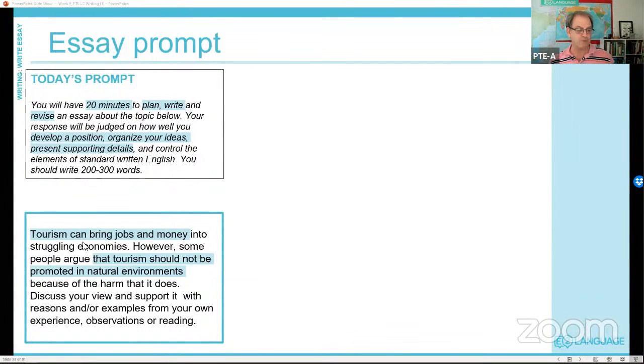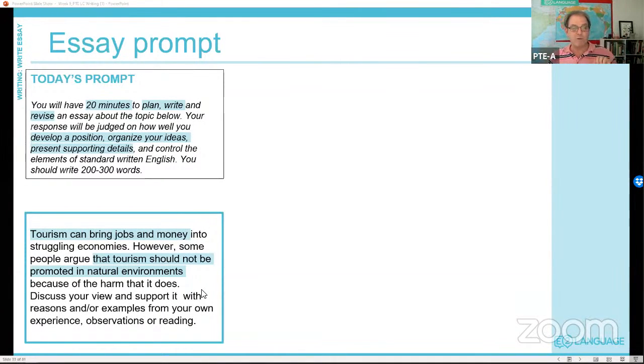Tourism can bring jobs and money into struggling economies. Generalized statement. That's specifically what it's about. It's about tourism and money. However, some people argue that tourism should not be promoted in natural environments because of the harm that it does. You're going to discuss your view and support it. So tourism brings money. Tourism brings harm. There's 2 halves to the question.